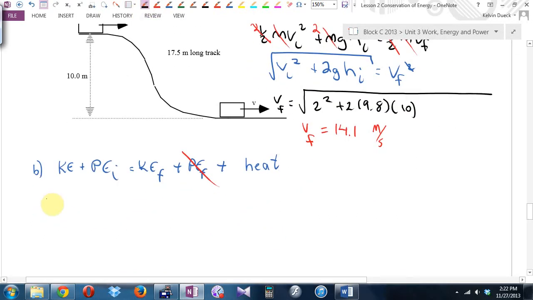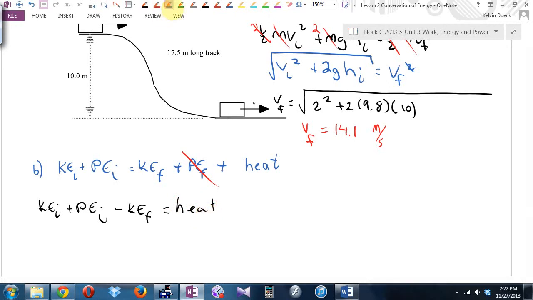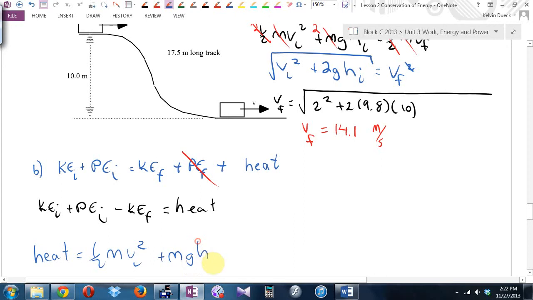You laugh, but this is one of the most painful mistakes that I see every year. It's going to be KE initial plus PE initial minus KE final. That's going to be the heat. Almost done. Heat's going to be a half mv initial squared plus mgh initial minus a half mv final squared.